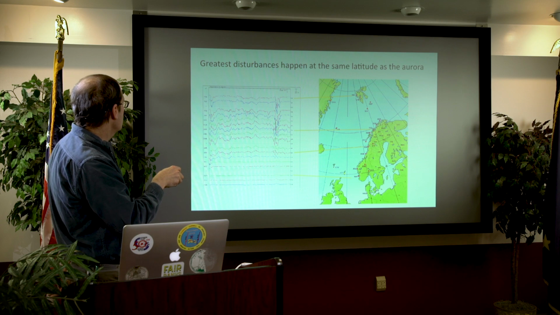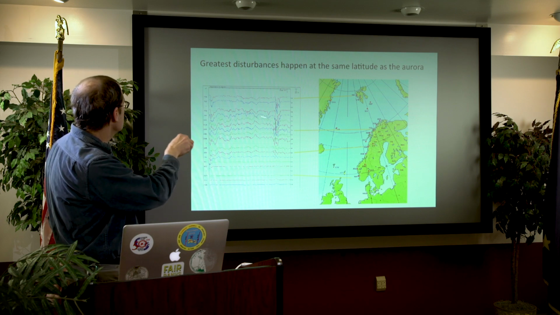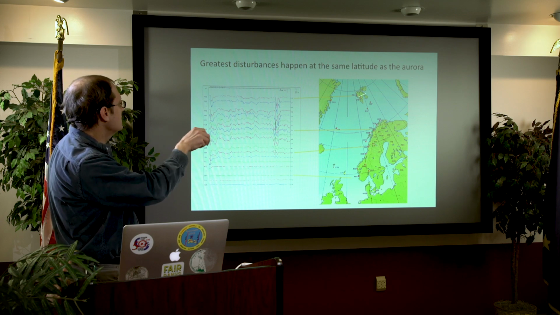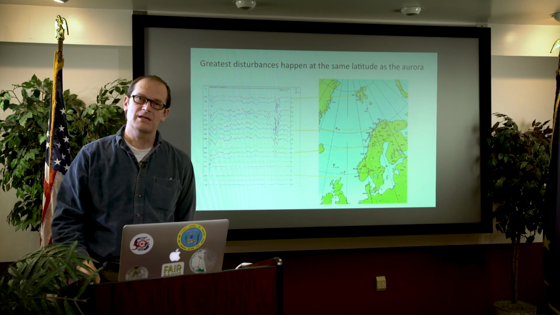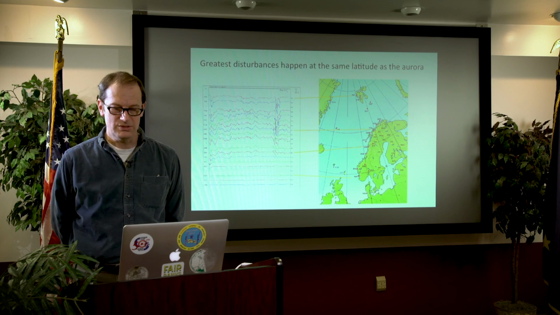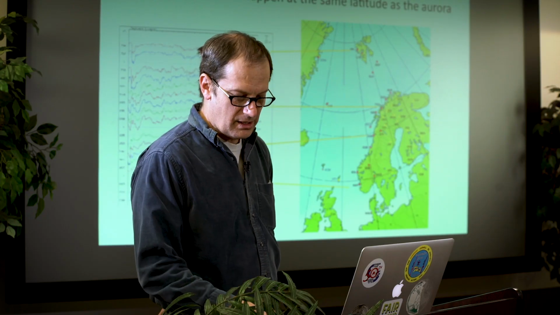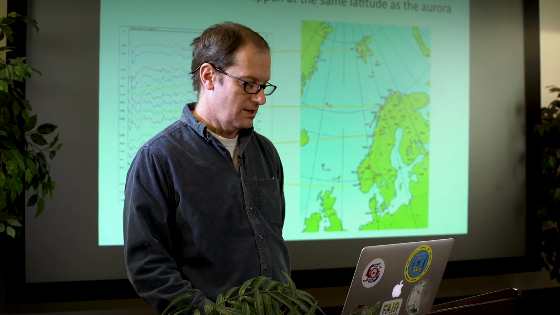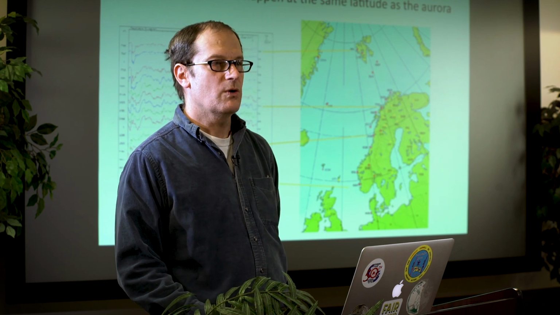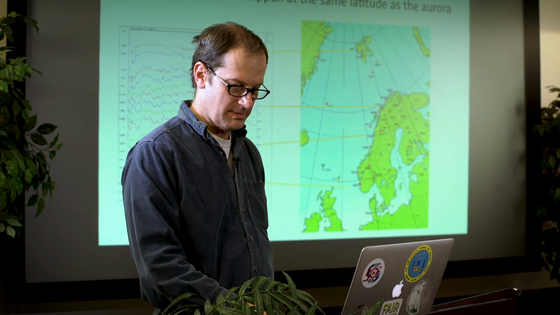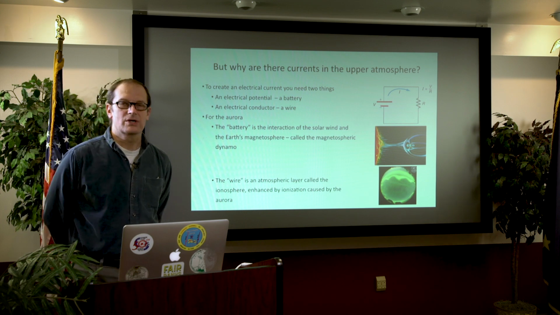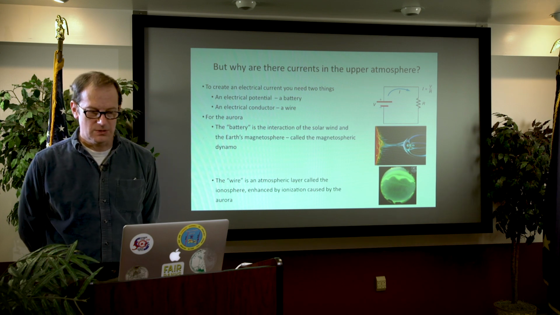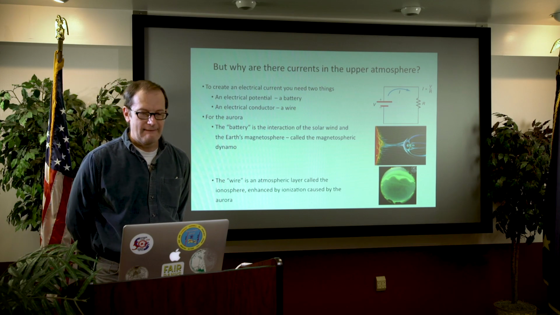And you can see other times as well, you can see strong perturbations here in sort of the middle latitude, but not stuff in the top. So you can see that region where that current flows and creates those magnetic perturbations moves in latitude as well. And certainly we've put together calculations to try to figure out where these currents are flowing by doing this. But that still doesn't answer why there are currents in the upper atmosphere. And so now let's try to talk a little bit about that.